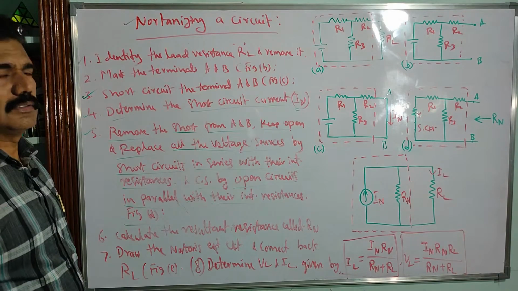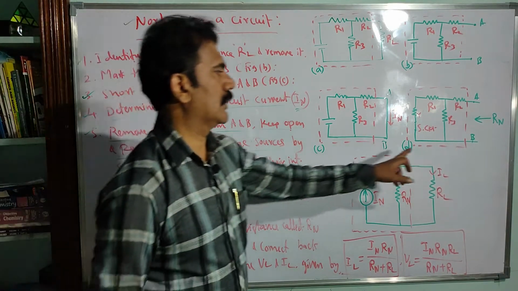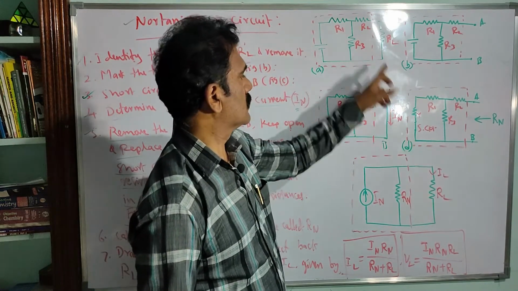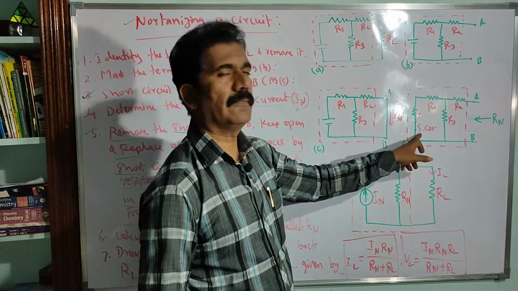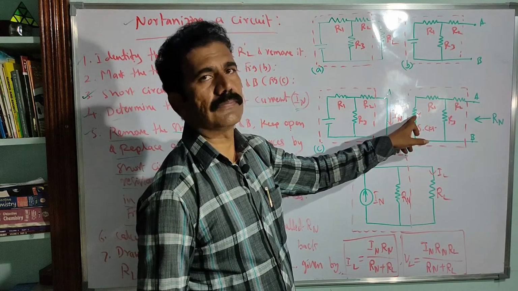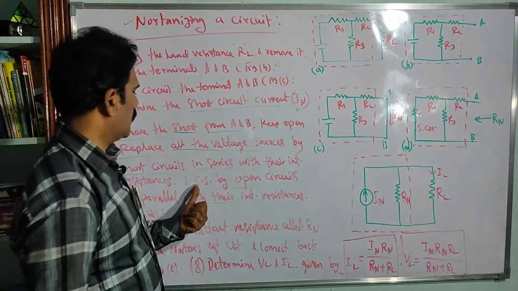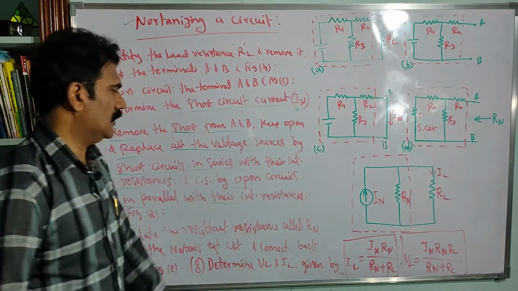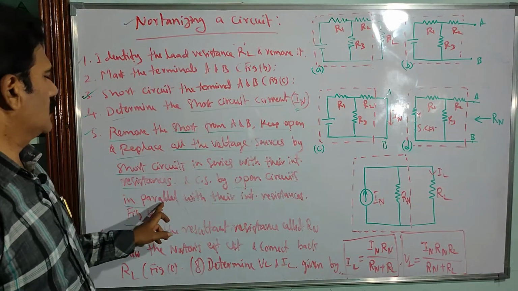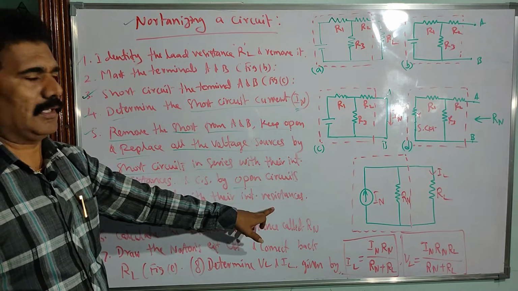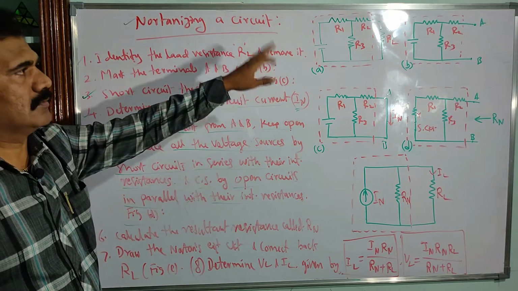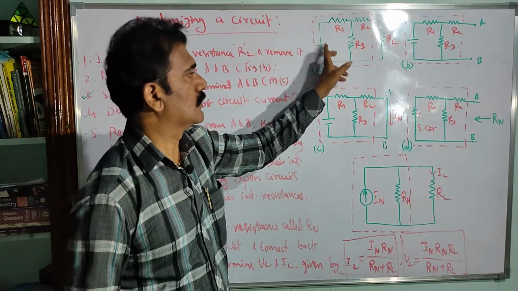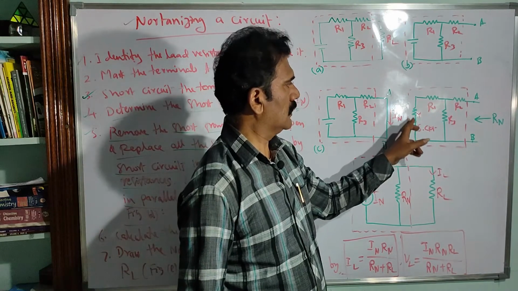Okay, this is all done already in figure D. In figure D, the voltage sources are removed and short circuited here, in series with the internal resistances. Current sources are replaced by open circuits in parallel with their internal resistance, if there is a current source. Here there is no current source at all, so that part is not shown in the diagram. Only a voltage source is there, so that voltage source is short circuited in series with the internal resistance.